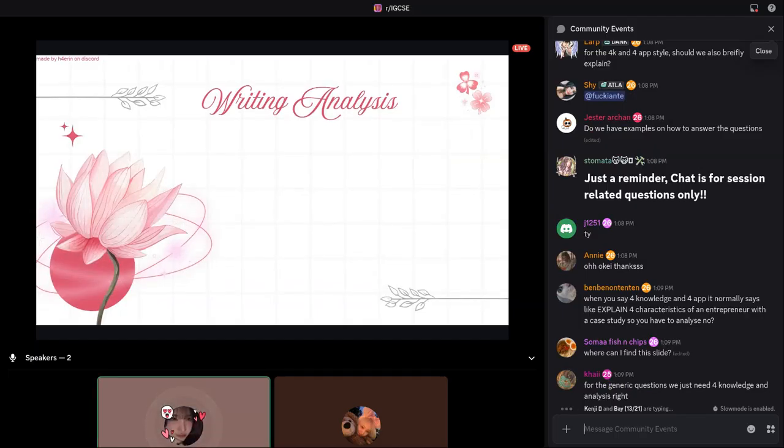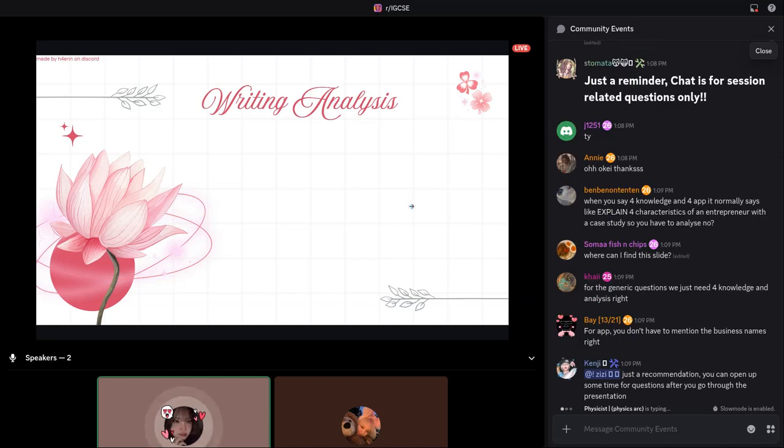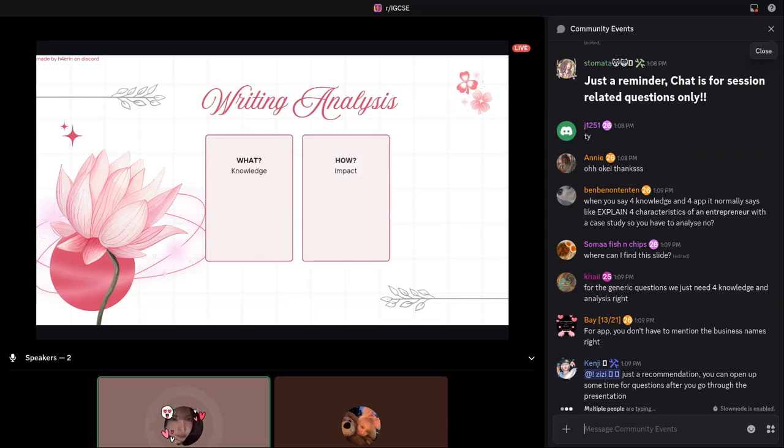So before I show examples, I see in the business studies chat that a lot of you seem to struggle with analysis. So I would like to give Mr. Lee credit for this again. This is a very helpful way to break down analysis. There are 3 steps you must know when doing analysis. First one is what, which is the knowledge, how, which is the impact, and affect, the result.